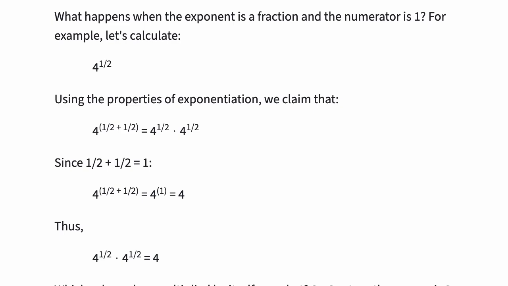What happens when the exponent is a fraction and the numerator is 1? For example, let's calculate 4 to the 1/2 power. Using the properties of exponentiation, we claim that 4 to the 1/2 plus 1/2 is equal to 4 to the 1/2 times 4 to the 1/2. Since half plus half is 1, 4 to the 1/2 plus 1/2 is equal to 4 to the first, which is 4. Thus, 4 to the half times 4 to the half is equal to 4.